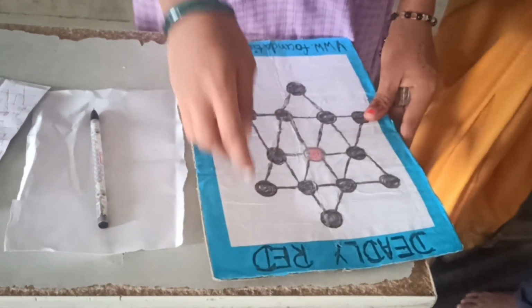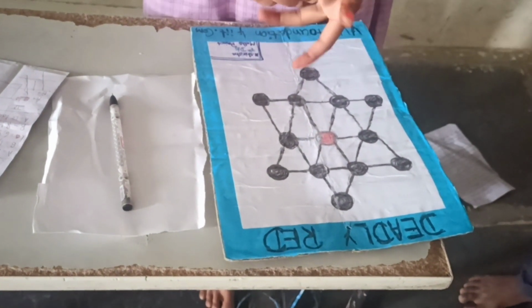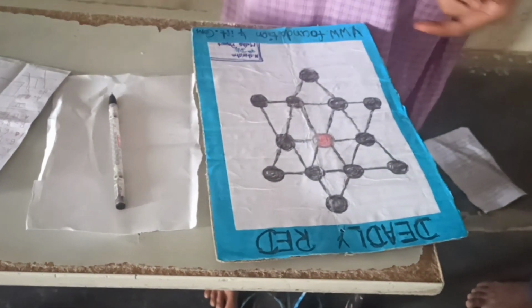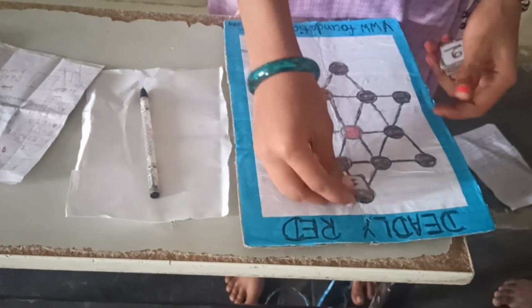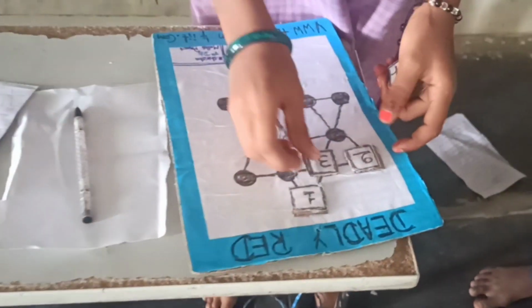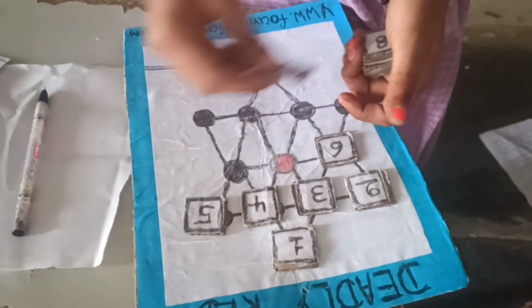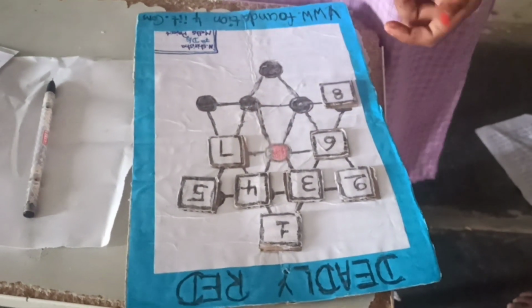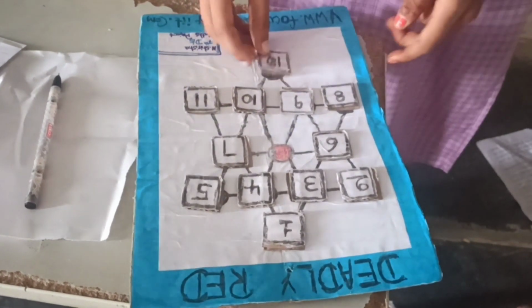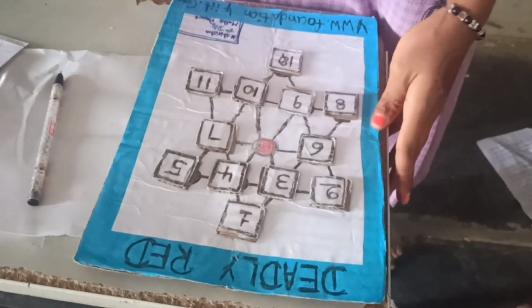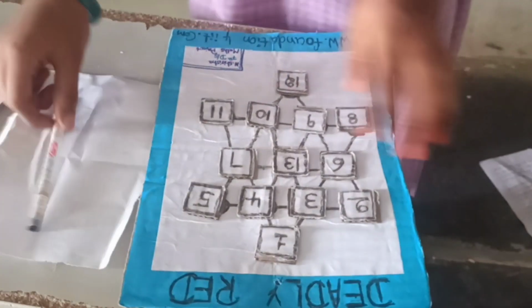The project is tightly red. The middle one is red. I can do this play. I put these 12 numbers: 1, 2, 3, 4, 5, 6, 7, 8, 9, 10, 11, 12. I took any place, and the middle is 13. I play the game, A and B.